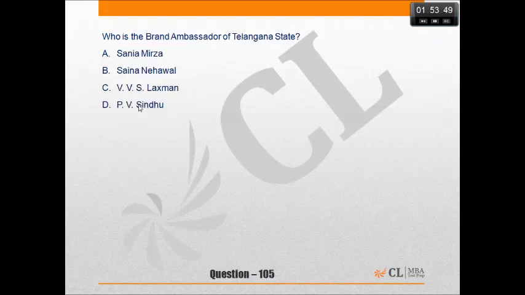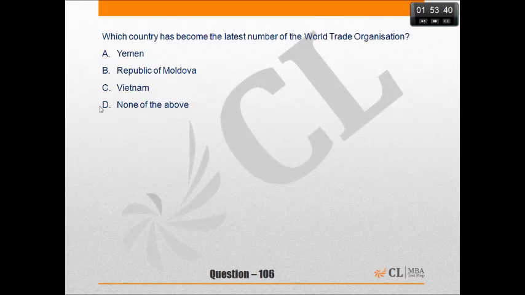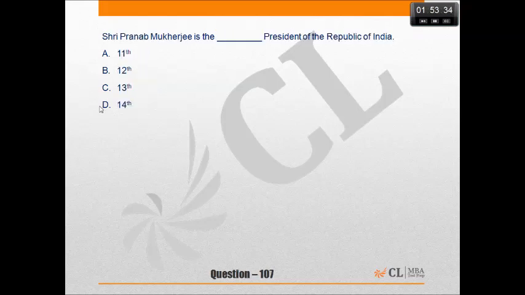That Telangana state has to be Sania Mirza, not Nehwal. Saina Nehwal is actually from Haryana. Sania Mirza is the brand ambassador of Telangana state, which has become the latest member of World Trade Organization. No idea. Pranab Mukherjee is which president? No idea. I can come back to it with a later question.